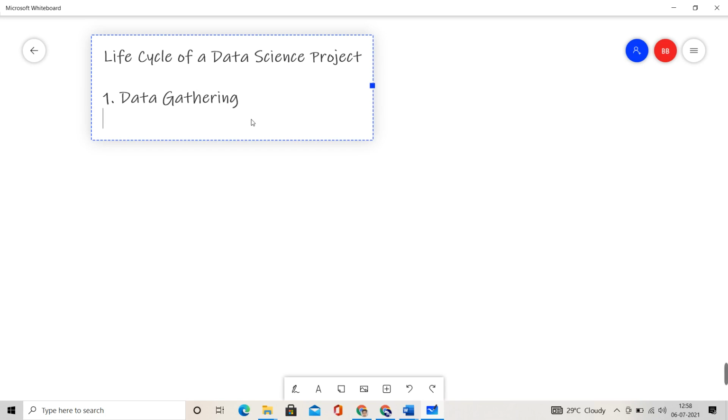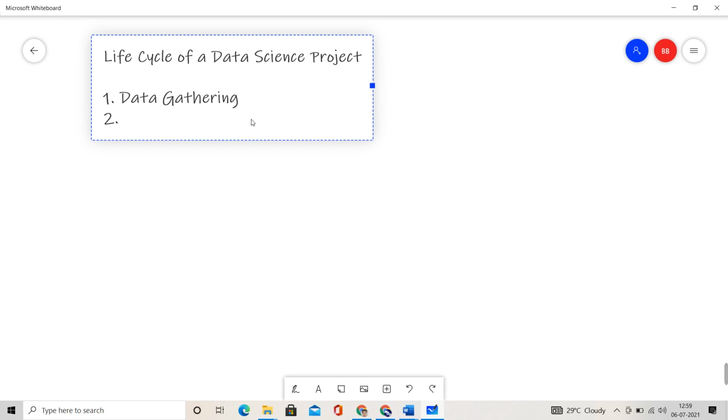So here the business analyst along with the domain expert goes for a long discussion where they try to understand the business. That means what type of problem they want to solve. And accordingly, they collect the data so that it includes all the important variables that will be used for making the analysis.